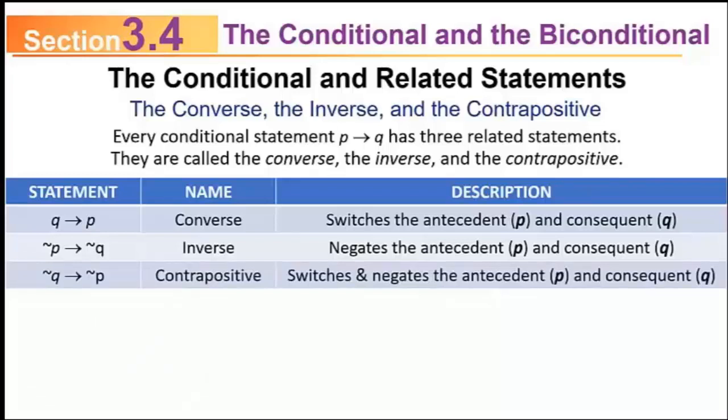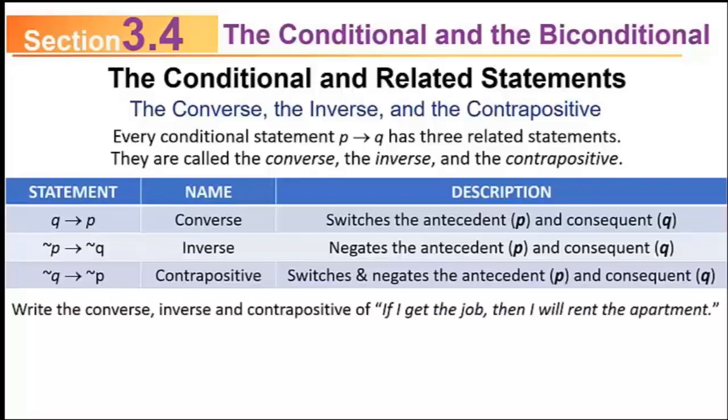It switches and negates. So if you start off with the statement P implies Q, to find the converse, you switch the P and the Q to get Q implies P. To get the inverse, you don't switch the P and the Q. Instead, you negate both of them to get not P implies not Q. And to get the contrapositive, you do both. You switch the P and the Q, and you negate both: the converse, the inverse, and the contrapositive.